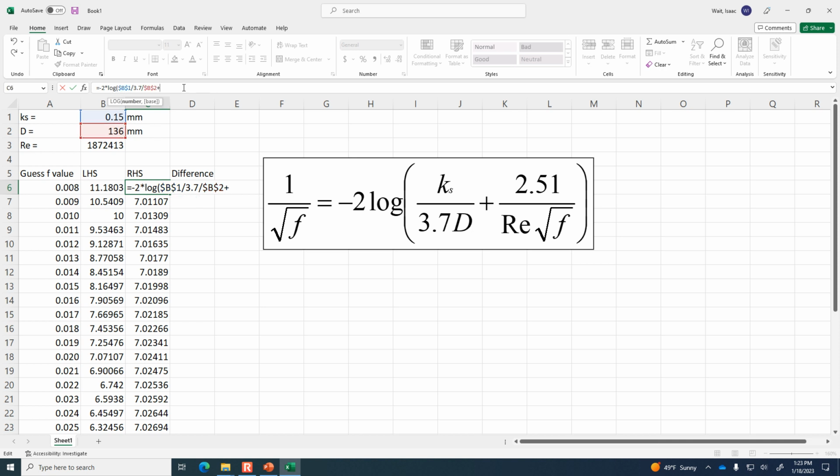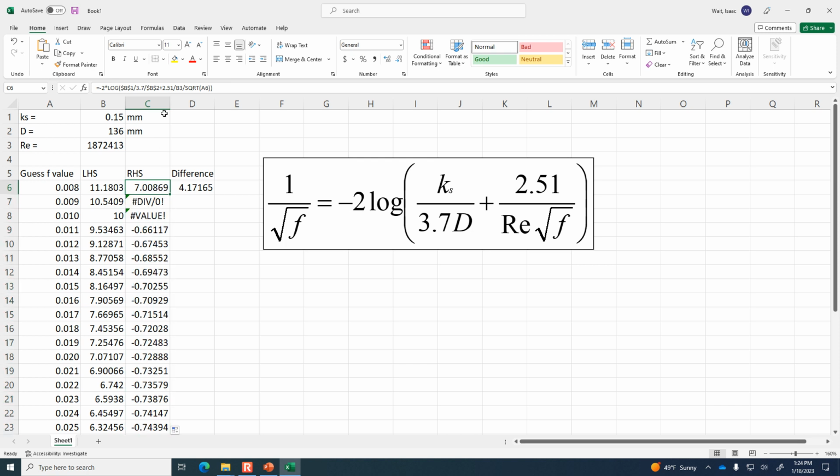Plus 2.51 divided by the Reynolds number divided by the square root of the f value. So maybe I'll get into less trouble if I have fewer parentheses and I use that divided by trick instead. And let me just drag that through. The numbers won't change, if I anchor the references correctly, which, let me do that here.